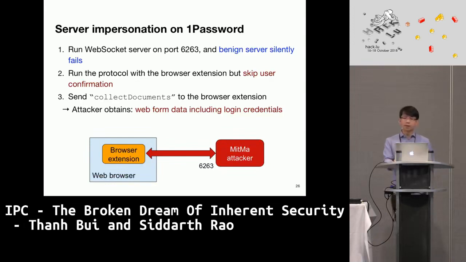Here, unlike RoboForm, the man-in-the-middle attacker cannot access the password database because it's performing server impersonation. But we found that the attacker can send a command called collect documents to the browser extension to collect all of the data that the victim enters on web forms, and this data includes login credentials.